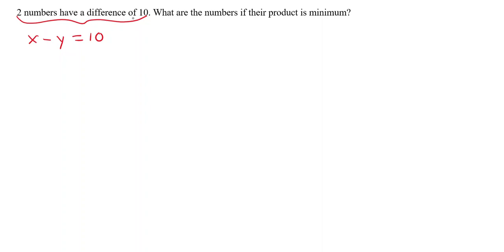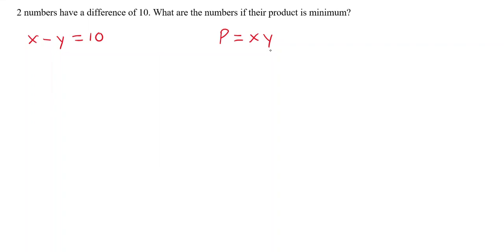Two numbers have a difference of 10. Okay. What are the numbers if their product is a minimum? So their product is a minimum. So let's call the product p. So that would just be x times y.